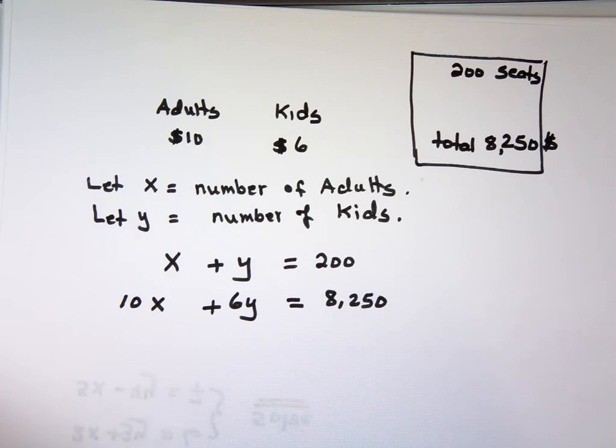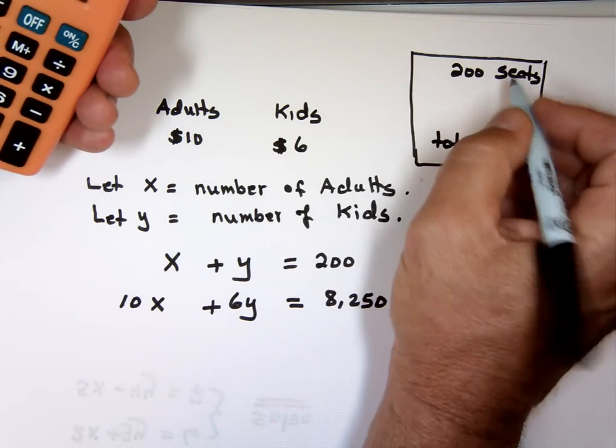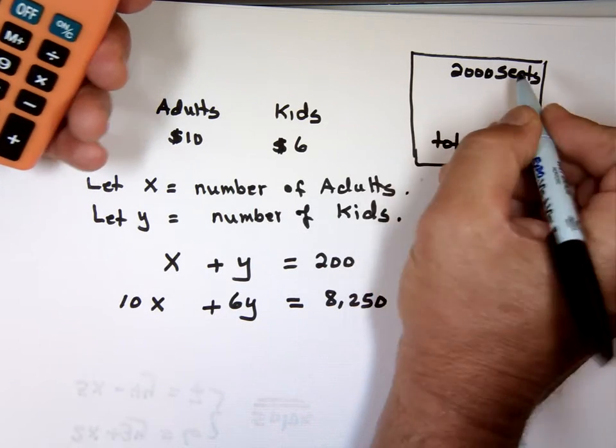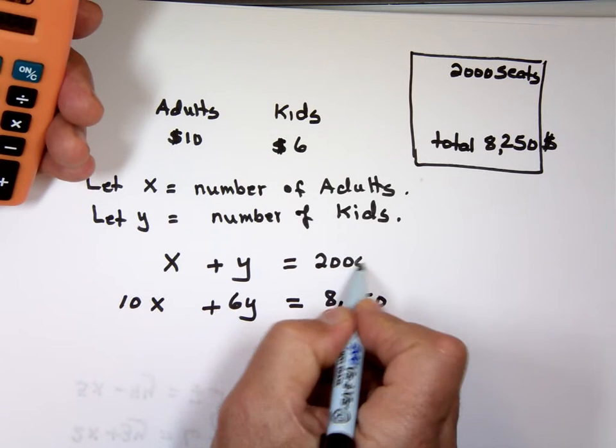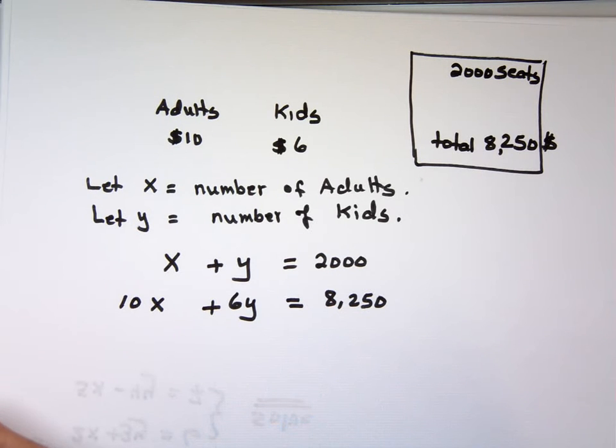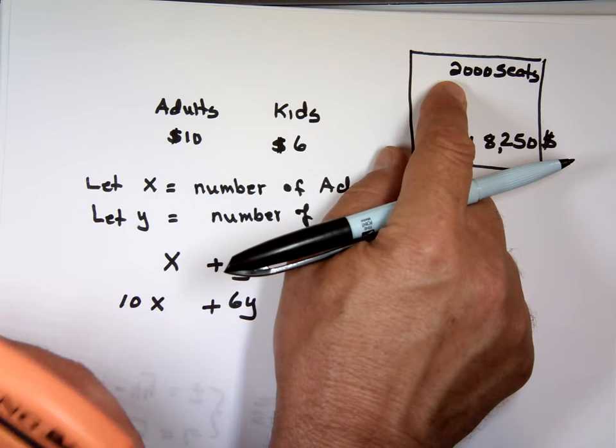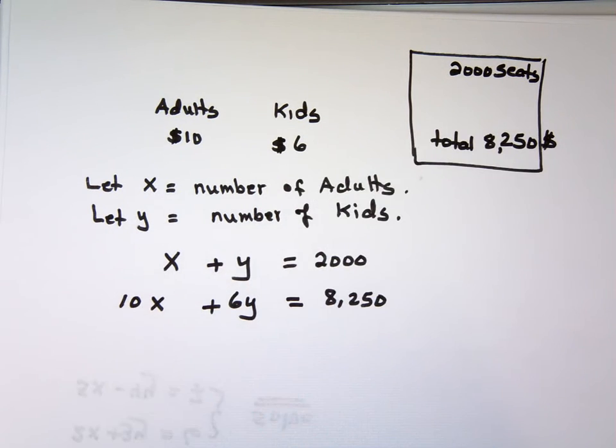We'll make life easy. We'll say this is a big theater, holds 2,000. Yeah, that number's too high. Because now 2,000, if it's filled with adults, what's 2,000 times 10? 20,000. If you filled it with kids, what's 6 times 2,000? 12,000? That won't work either. What was I thinking then?